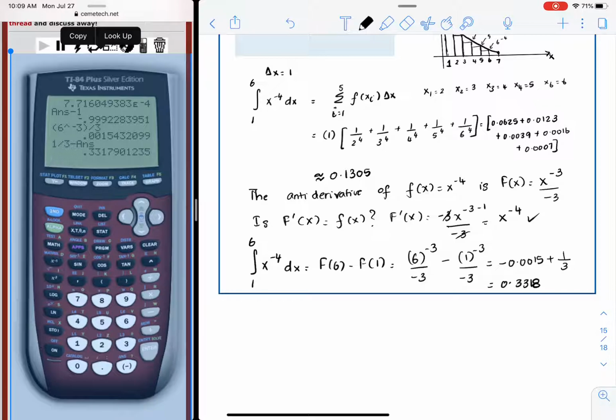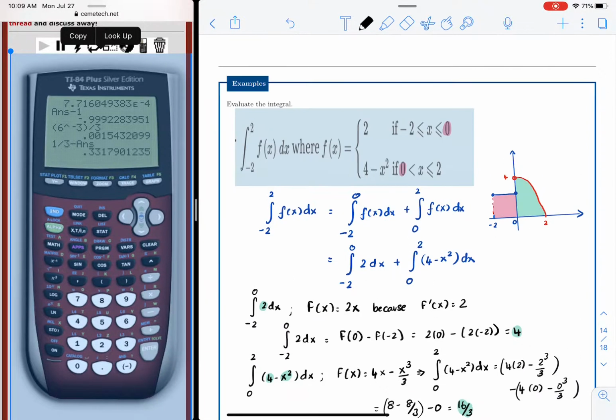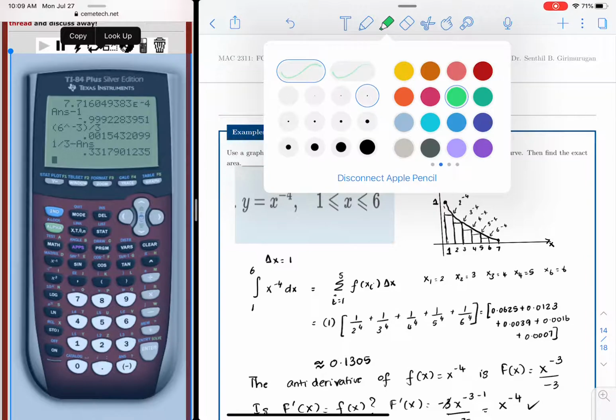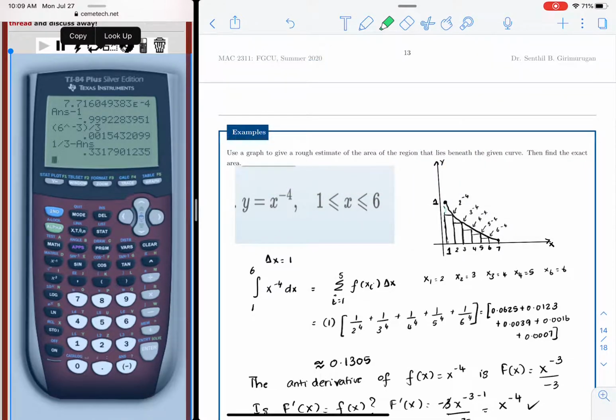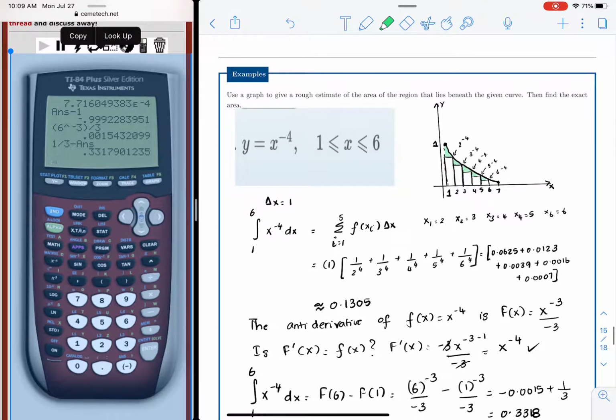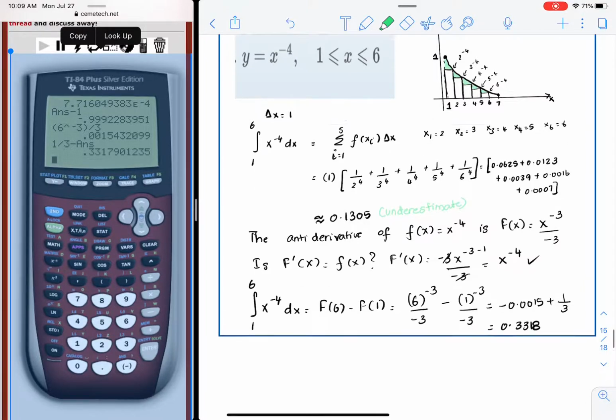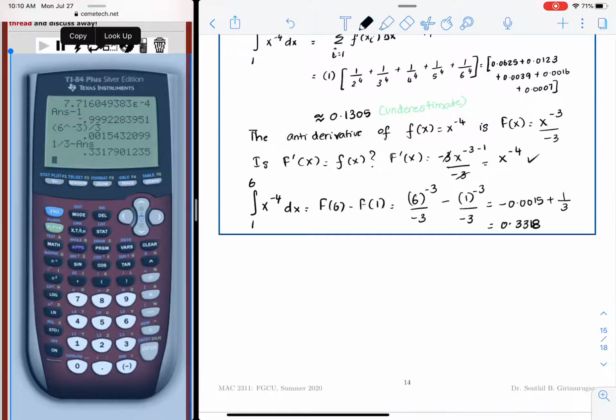And the correct answer is 0.3318. So our estimate is slightly off, and we know from previous topics that this is going to be an underestimate, because we could see that we are missing out that area over there, that over there, that over there, that over there, and that. So that is the amount that the approximation is missing, which is why our value 0.1305 is lower than the exact value. So this is an underestimate. And that's the exact value.